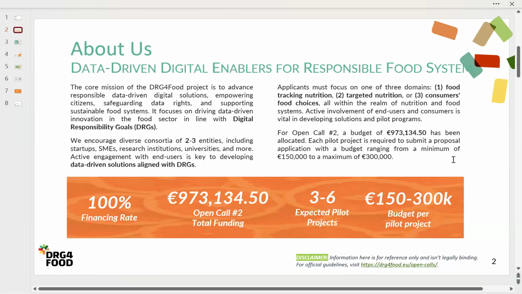Who are we looking for? We're looking for a small consortium of 2 or 3 entities, including startups, SMEs, and researchers, and it is also desirable to include end users and citizens in your consortium. Our challenge areas are food tracking, targeted nutrition, and consumer food choices. So when submitting your application, please take into consideration these themes, these challenge areas.